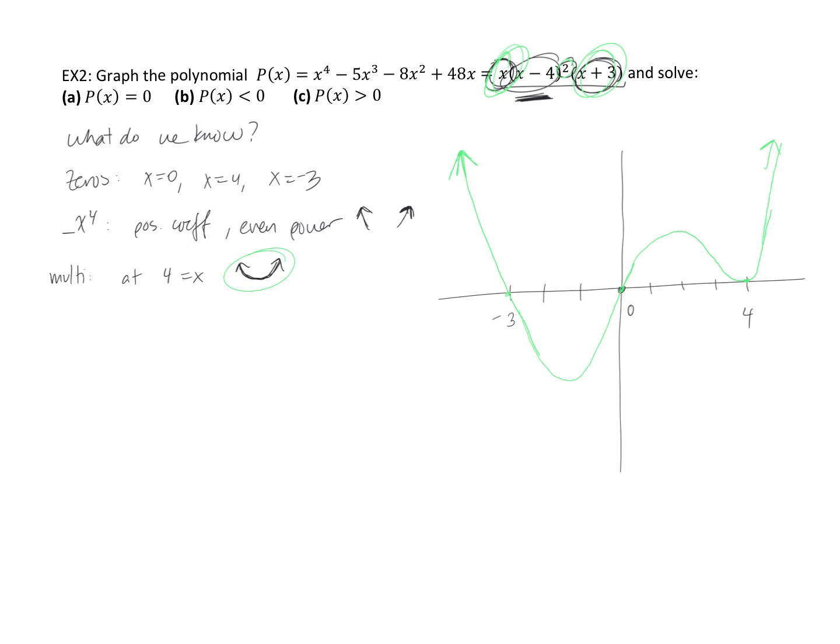Let me go ahead and erase that end. It'll bounce up and continue off into infinity. So again, just a sketch. You don't know how high or how low this is going here. We just know that it passes through negative 3 and 0, and it bounces on 4. So there we have our sketch. I'll go ahead and erase that. Again, we don't need to know how high or how low at this time.